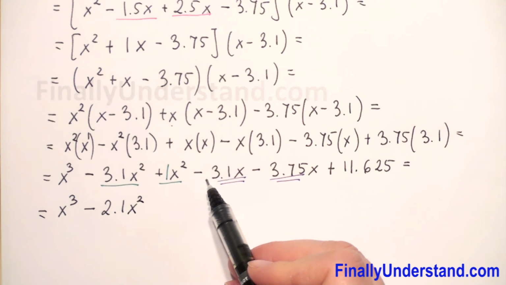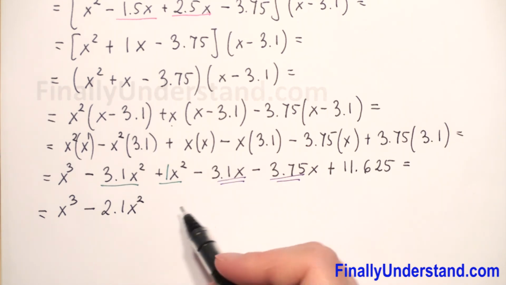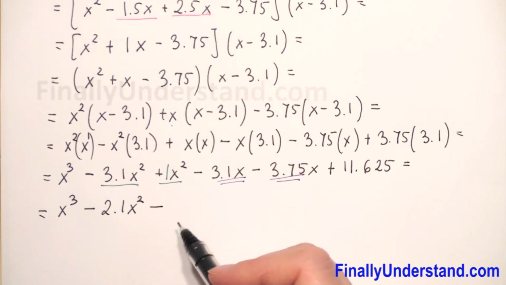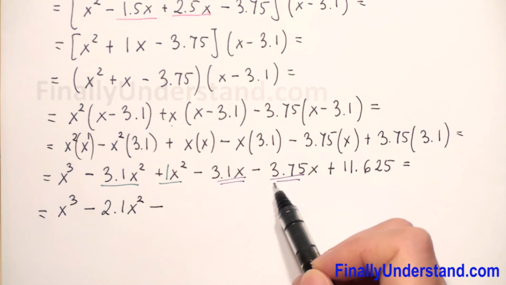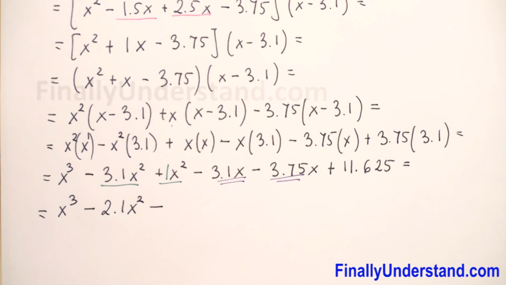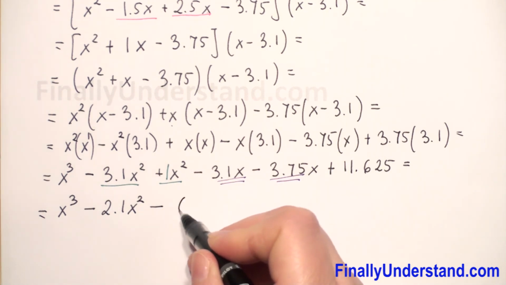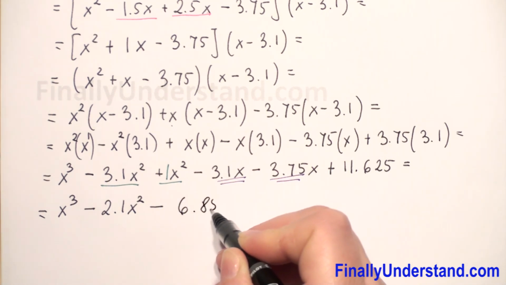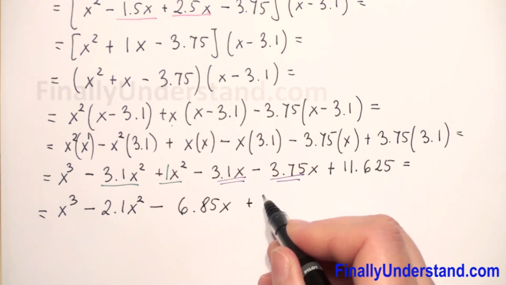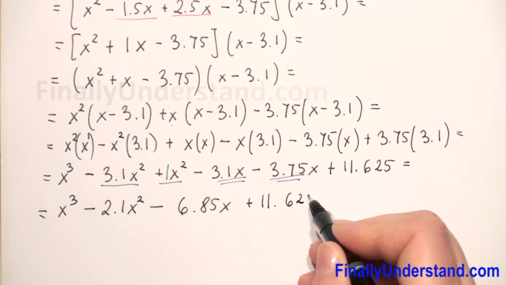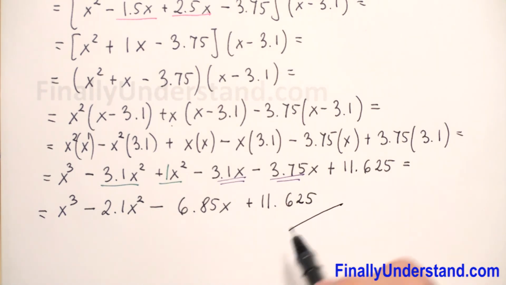Next we have a negative term and a negative like term. So we keep the negative sign and we add the coefficients. So 3.1 plus 3.75 is 6.85x. We rewrite, and we have plus 11.625. This is my solution.